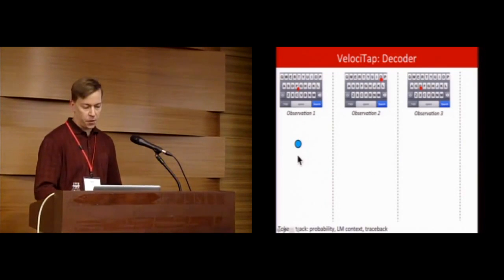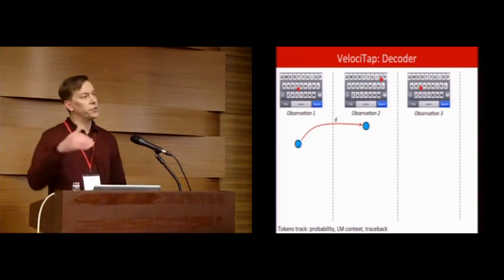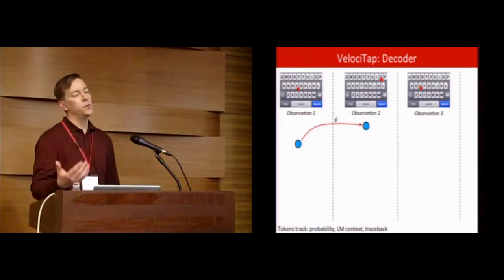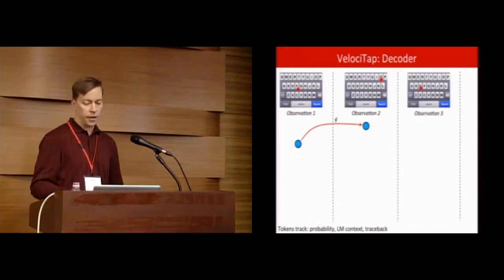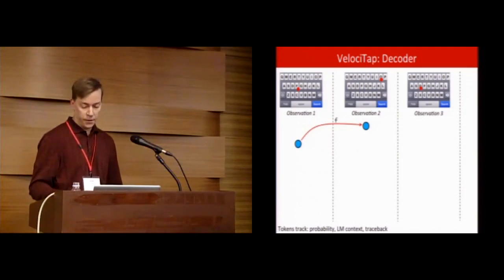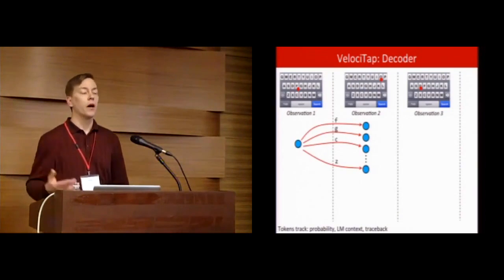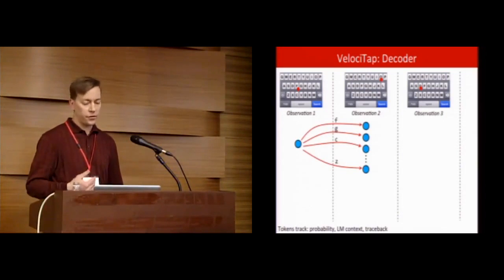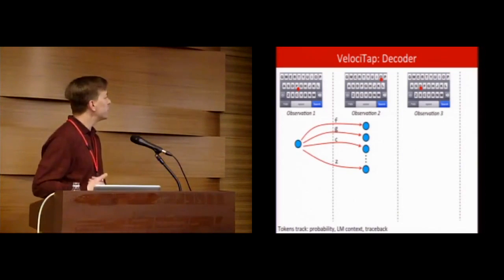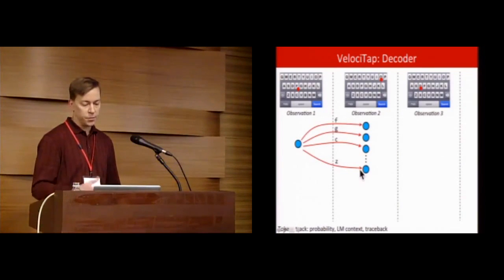So this first token, okay, the tap is over the F. So that token would like to generate the letter F and proceed to observation 2. In doing so, it would pay some penalty under the character language model. But of course, this isn't the only thing that can happen here, right? Maybe that's not the letter F, maybe it's the letter G, or maybe it's all the other letters of the alphabet, including space. Each of these would pay a penalty according to the character language model and generate a bunch of other tokens in observation 2.